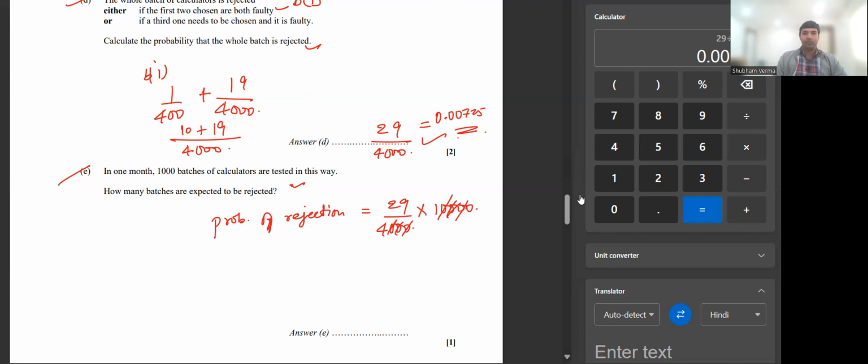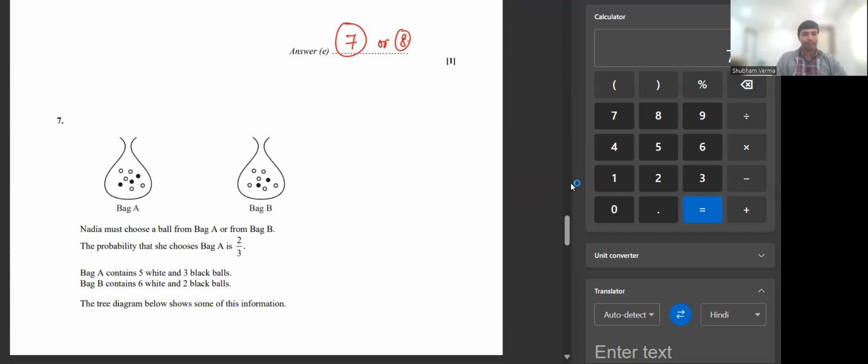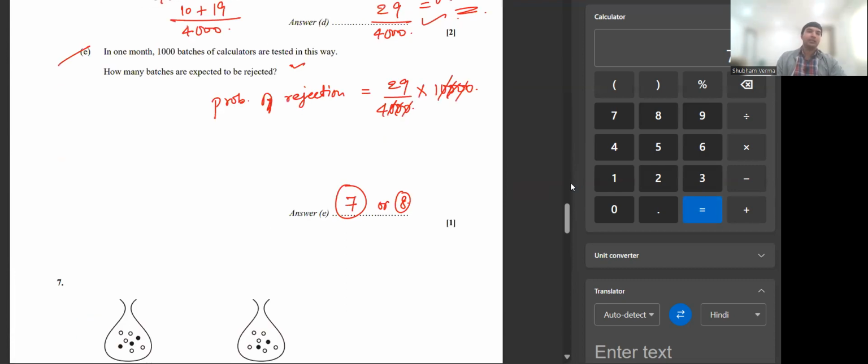So what do we have? 29 divided by 4 roughly gives us 7.25. That means as a whole, 7 batches will be rejected. Now, 7.25, you can also say 8 batches because 0.25 is also more. So that is our answer. How do you calculate the frequency probability? The probability of rejection, and we have to check for 1,000. So n into p.